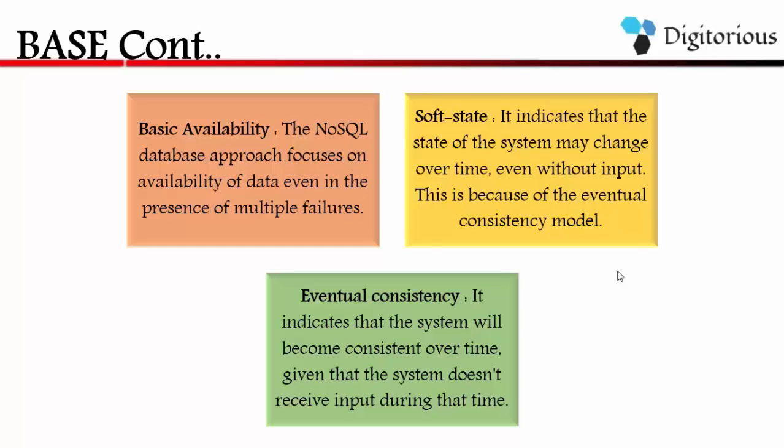Then eventual consistency. The system will eventually become consistent once it stops receiving input. The data will propagate to everywhere it should sooner or later, but the system will continue to receive input and is not checking the consistency of every transaction before it moves to the next one. So this was about BASE properties.